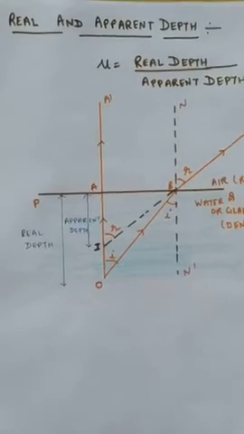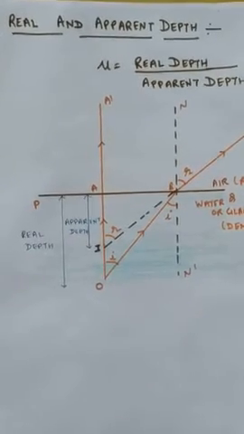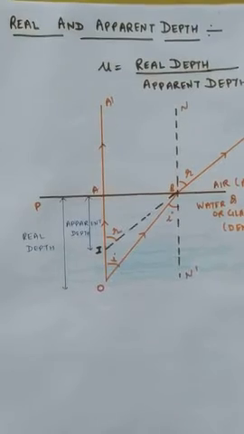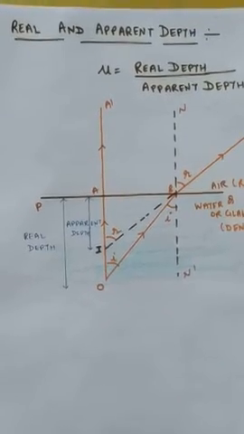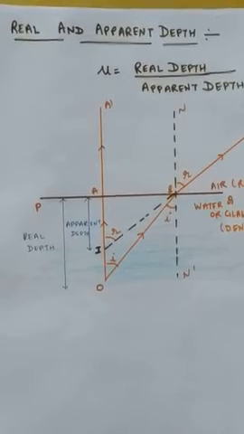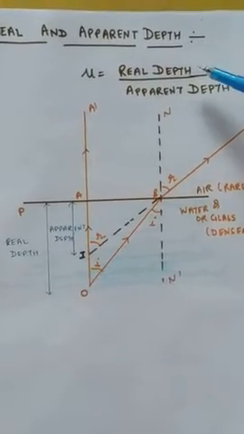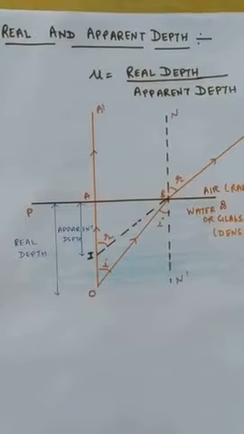Hello everyone. Today we will discuss real and apparent depth, and also we will derive a relation between refractive index, real depth and apparent depth. That is, you can see mu is equal to real depth upon apparent depth.